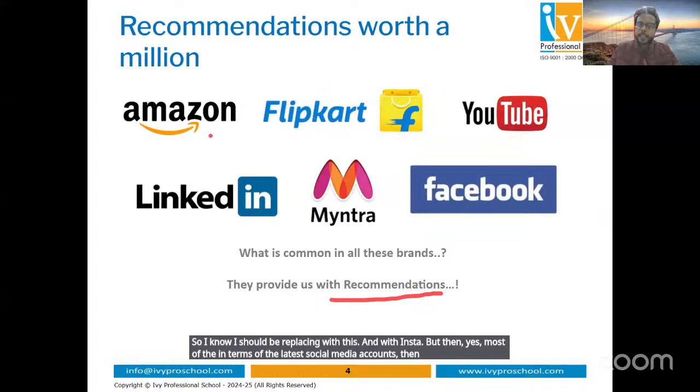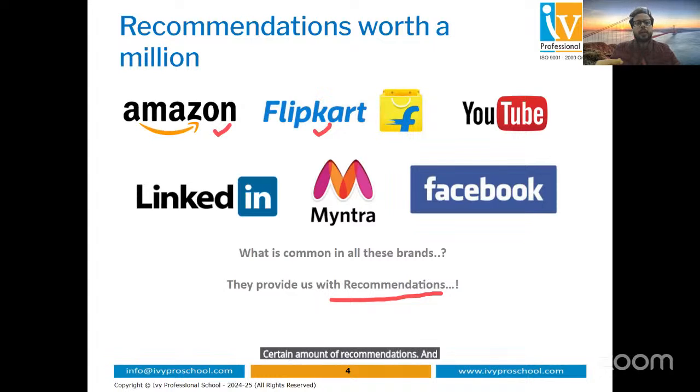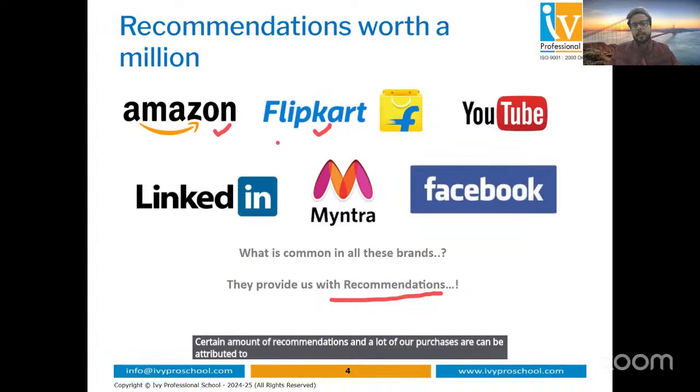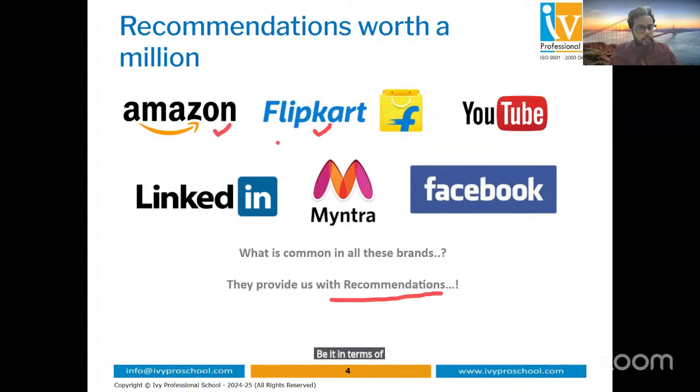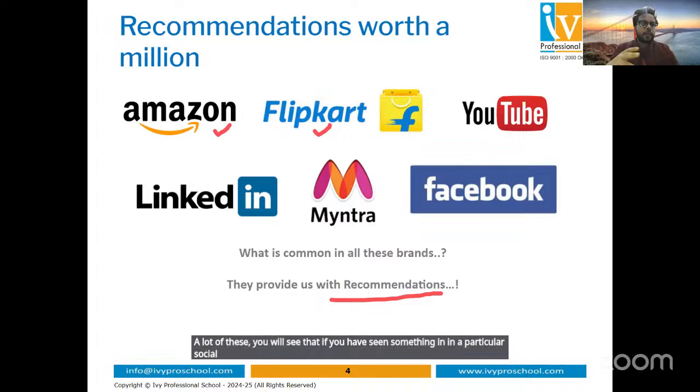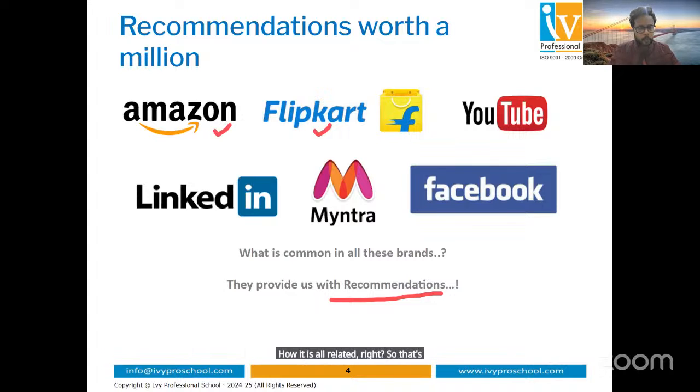A very common thing is that all of these are providing us with a certain amount of recommendations, and a lot of our purchases can be attributed to these recommendations, right? Be it a video that we watch, or a product that we watch. If you have seen something in a particular social media app, that kind of recommendation will come into Amazon or Flipkart. We'll never know how it is all related, right? So that's what we'll try to cover today.